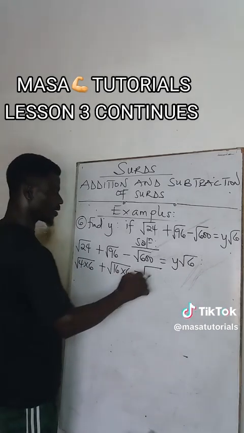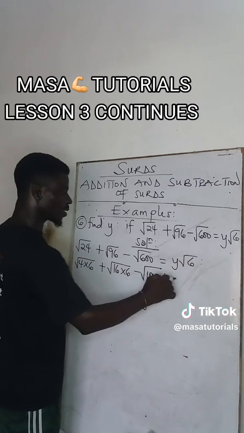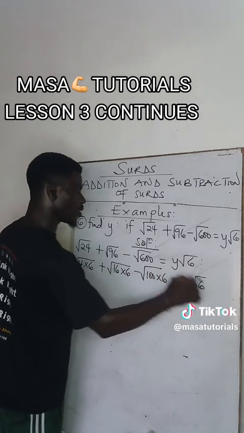Minus square root of 600, 100 times 6, equals y square root of 6.